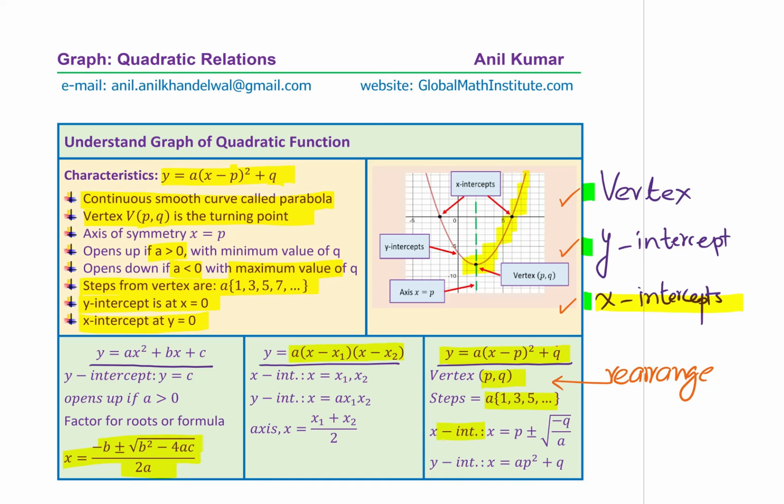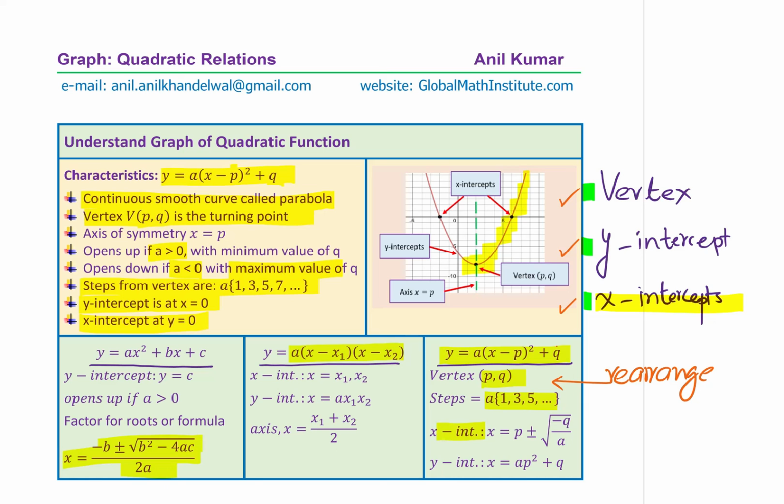Sketch basically means that you need to identify the vertex, the y-intercept, and the x-intercept. But when you say graph a function, you have to identify 5 points at least. Let's be very clear about it. So the graph is much more accurate than the sketch.